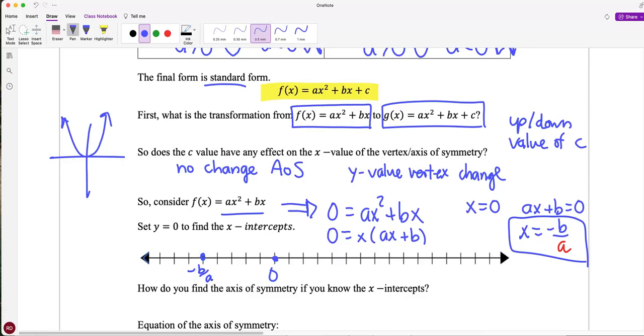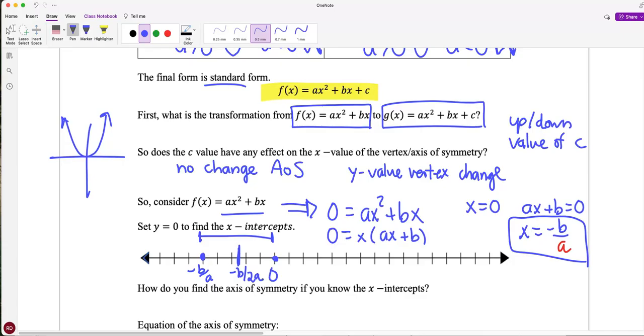If those are my x-intercepts, where would the vertex be? Well, we know the vertex and the axis of symmetry would be halfway between. So that would be right here. It would be half of this distance. So half of that distance is negative b over 2a.